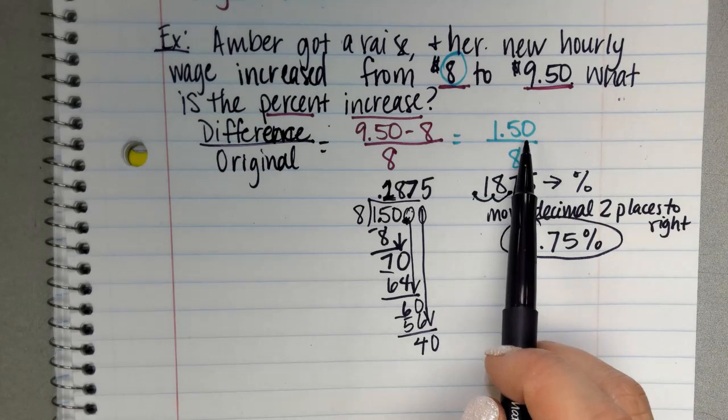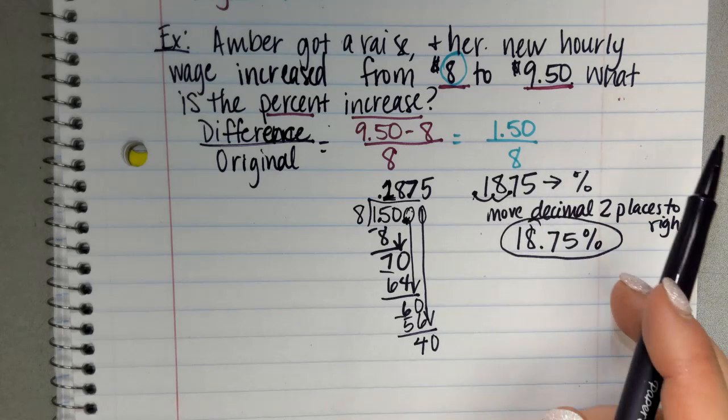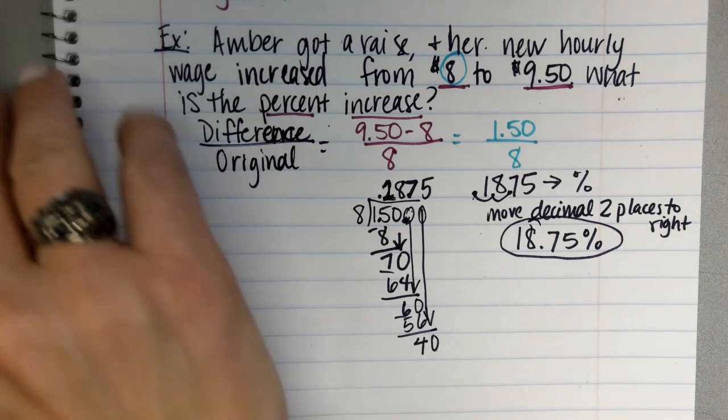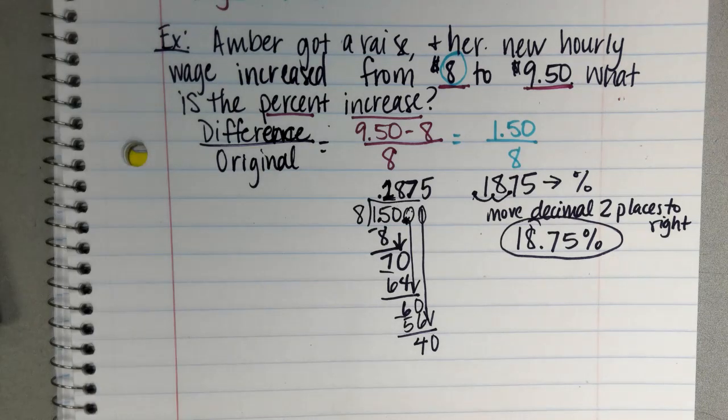Because we just did this division, 1.5 divided by 8, and then we put it into percent. Her wages increased by 18.75%. Okay, now let's look on the other side of things. The percent decrease. Percent decrease.